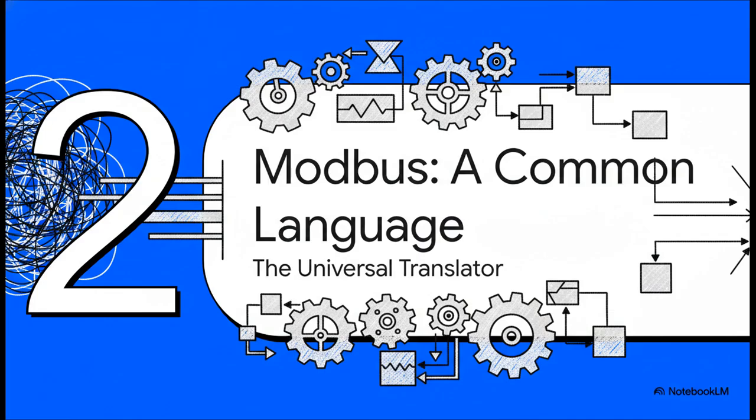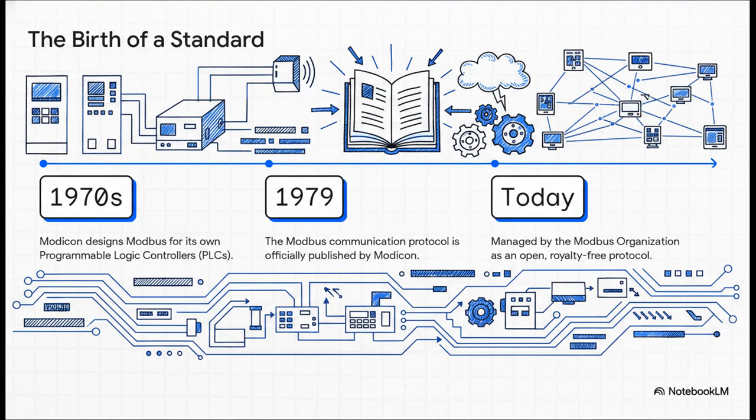A total nightmare. And right into that chaos steps our hero, Modbus. It was specifically designed to be that one universal translator that could bring order to the madness and get everyone talking. So where did this thing come from? Well, back in the 70s, a company called Modicon, and get this, the same company that literally invented the PLC, created Modbus for its own equipment. But in 1979, they did something revolutionary. They published it for the whole world to use for free. And that single decision is why it's still the king of the hill today.